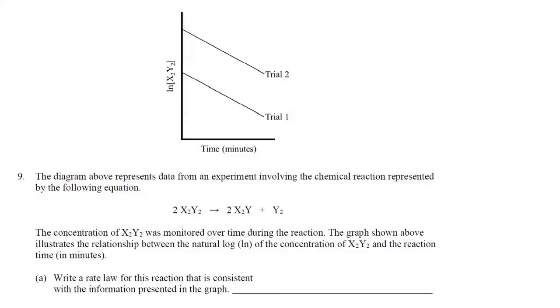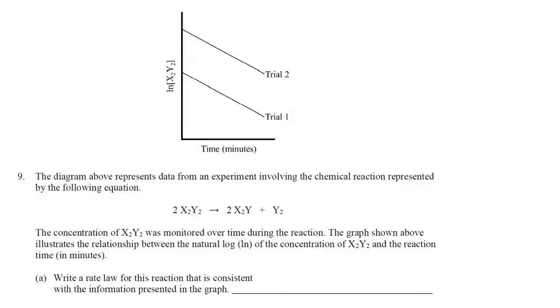So in number 9, it says the diagram above represents data from an experiment involving the chemical reaction represented by the following equation, where X2Y2 is a reactant, and the products are X2Y and Y2. The concentration of this reactant, X2Y2, was monitored over time during the reaction. The graph shown above illustrates the relationship between the natural log of the concentration of this reactant, X2Y2, and the reaction time in minutes. Part A. Write a rate law for this reaction that is consistent with the information presented in the graph.